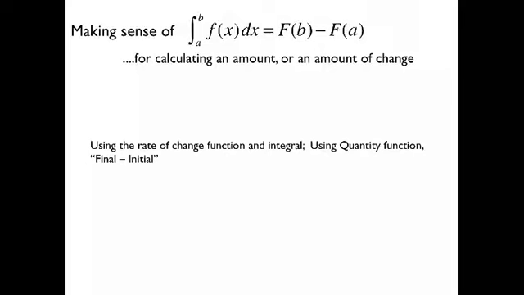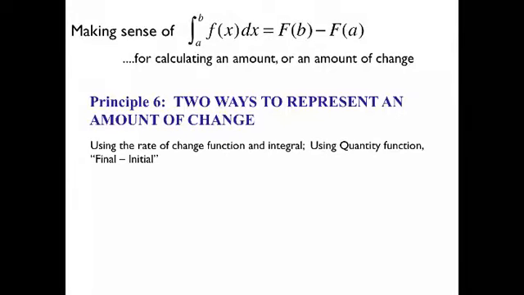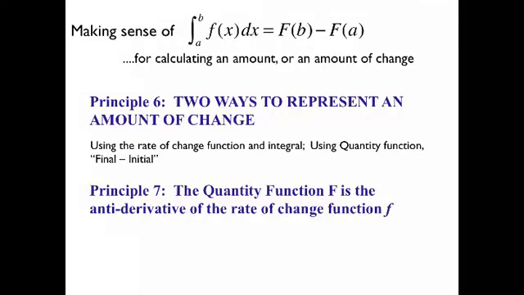Principle 6. Two ways to represent an amount of change. We can use the rate change function and integral, and we can use a quantity function, final minus initial. So the left side up there is the first. And the right side is using the quantity function, final value of the quantity minus initial value of the quantity. Calculates the total change. Principle 7. The quantity function F is the antiderivative of the rate of change function little f.